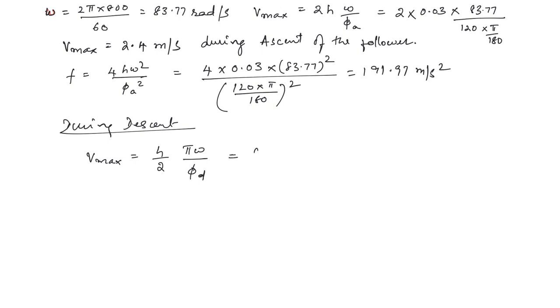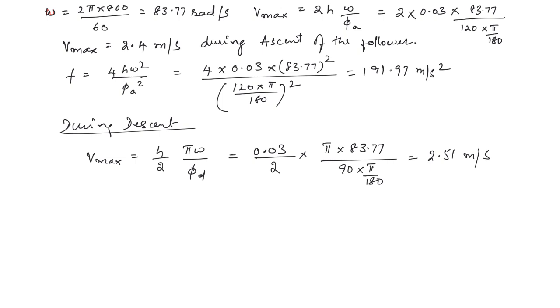So that is equal to 0.03. So h, we are converting it into meters. So 30 mm by 1000 is 0.03, divided by 2, into pi into 83.77 divided by phi d. Phi d is again 90 degrees, descent is 90 degrees into pi by 180. So this will be equal to 2.51 meters per second. So that is the maximum velocity during descent.